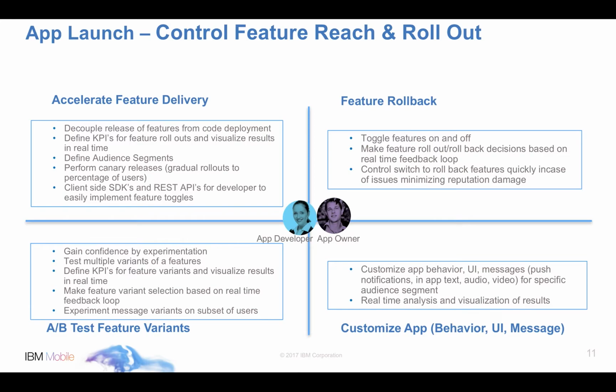App Launch helps you exactly with these set of requirements. It helps you control the reach and rollout of your features. Like you can accelerate the delivery of your features by launching the features to a target set of audience first, defining the metrics, collecting the results, and based on the real-time feedback, make broader rollout decisions. Also, you can roll back features.